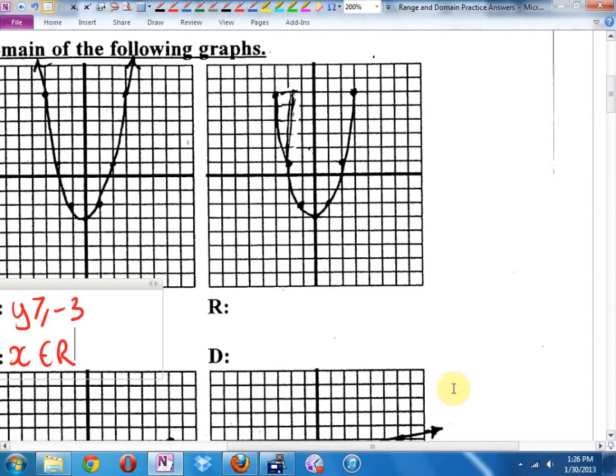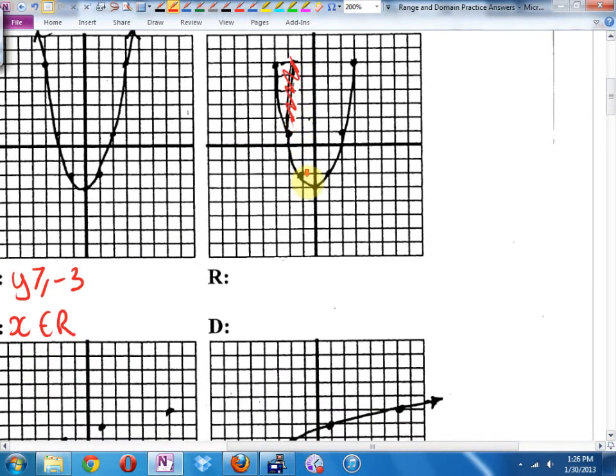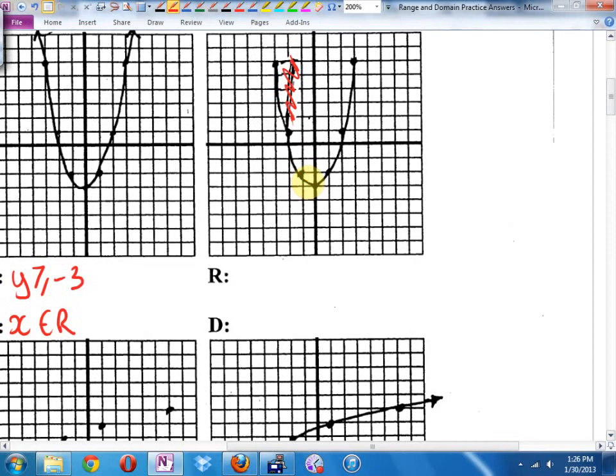Third one, and I said ignore that little, that's not supposed to be there. That's the photocopier going kind of haywire. Ooh, this one doesn't have arrows on the end. So I've got to look at this. The range, it looks like the lowest it gets is -3 and it touches. And it looks like the highest it gets is +1, 2, 3, 4, 5, 6, and it touches there. I think it's everything between -3 and +6. I think the domain is everything between and touching -3 and +3.